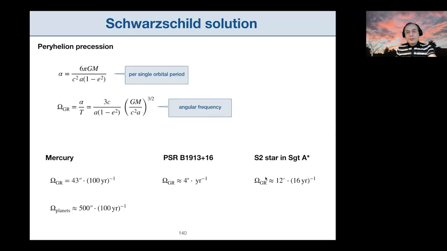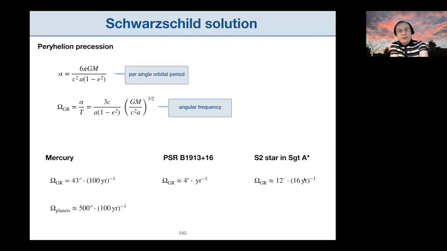And it was determined that it is also undergoing the perihelion shift with the appropriate value of about 12 arc seconds per orbital period, which is around 16 years. So it's a very common result. It's been noticed in many places in the universe.